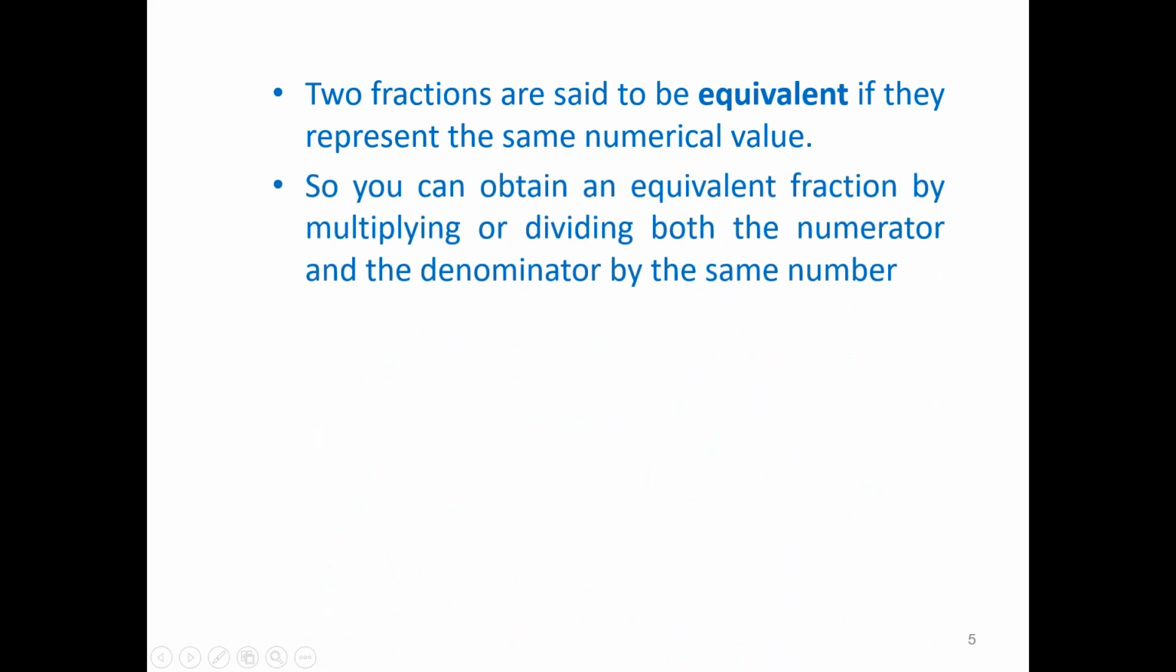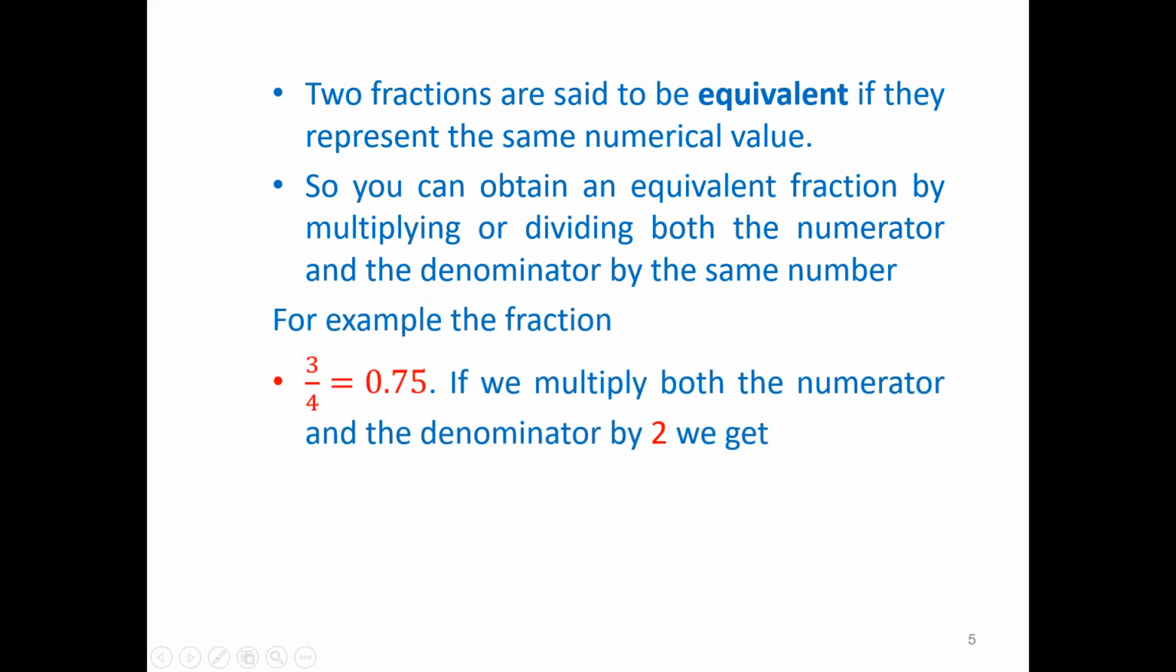Two fractions are said to be equivalent if they represent the same numerical value. You can obtain an equivalent fraction by multiplying or dividing both the numerator and the denominator by the same number. For example, the fraction 3/4. Its numerical value is 0.75. If you use your calculator and divide 3 by 4, you will get 0.75.